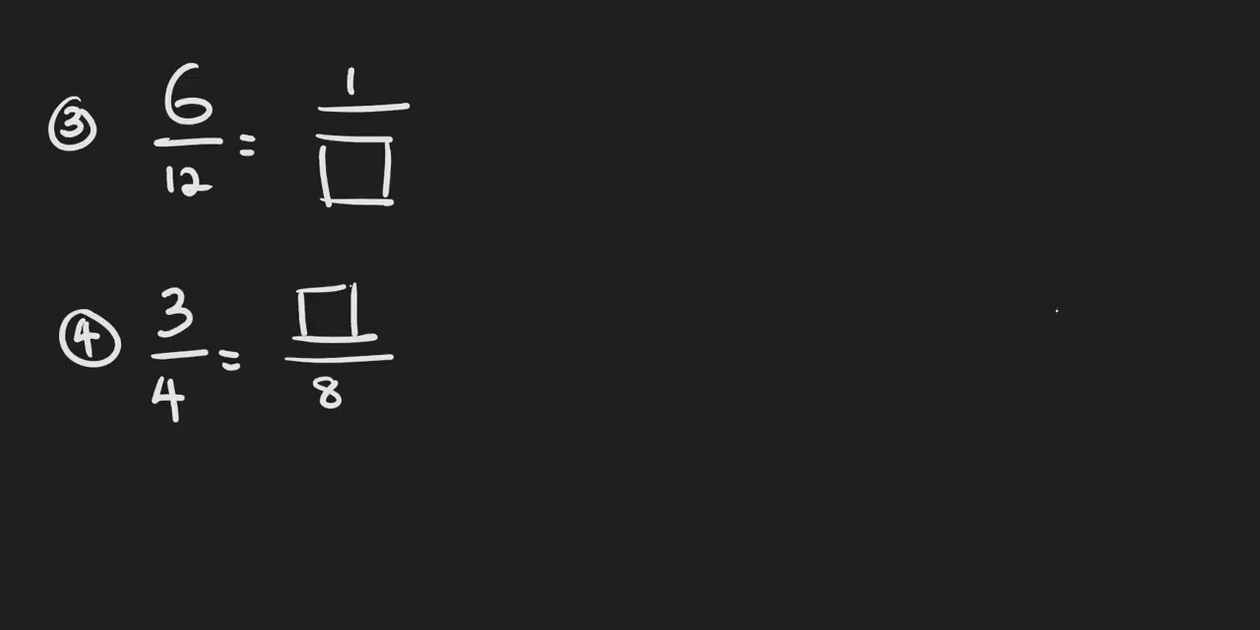Alright, we have another set of questions. We have to find the equivalent fraction by filling in the box. So as usual, the first thing to do is cross multiply, right? Let's make this one to be y. So it's going to be 6 times y is equal to 12 times 1. So 6y is equal to 12.